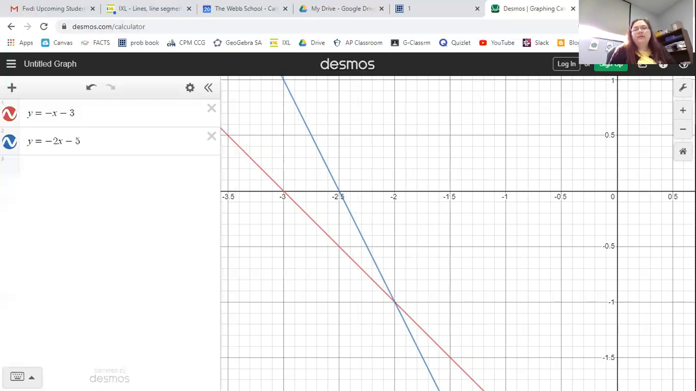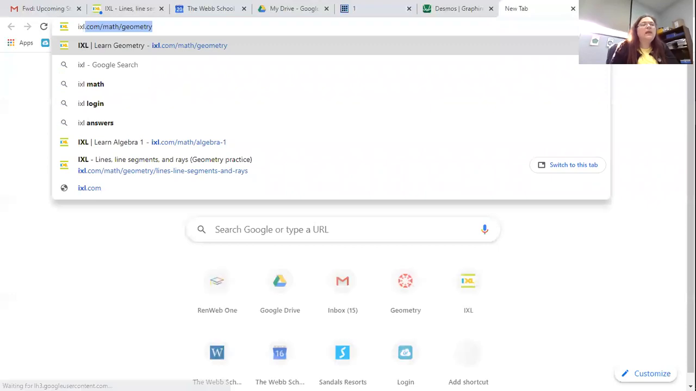Now, the other website is iExcel. So if you've been around the web, I think you know what iExcel is. Who has not used iExcel? Hands up. We've got just a couple. Okay. You're going to go to iExcel.com and then /math/geometry. So I've got it up on the screen there. You can see it.